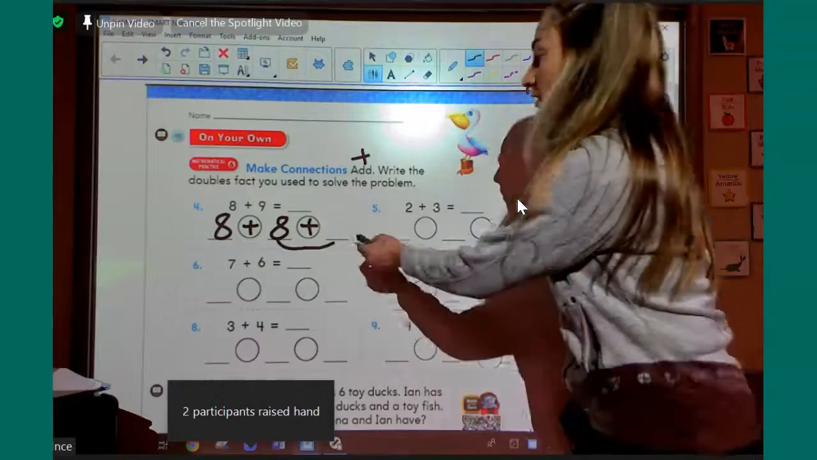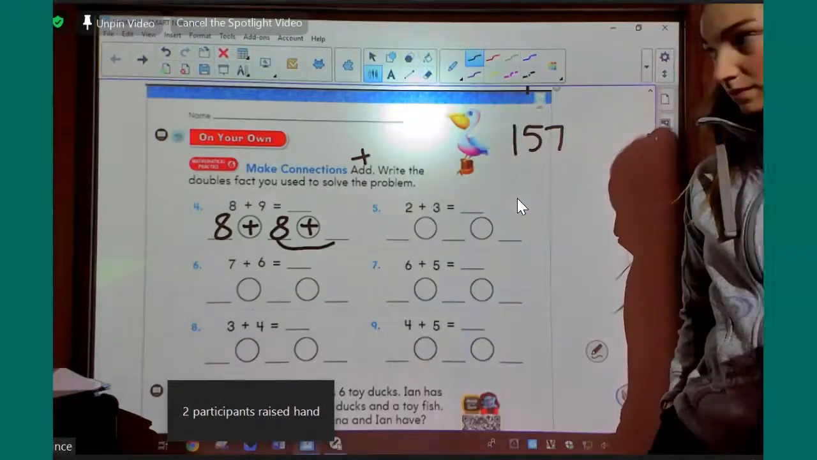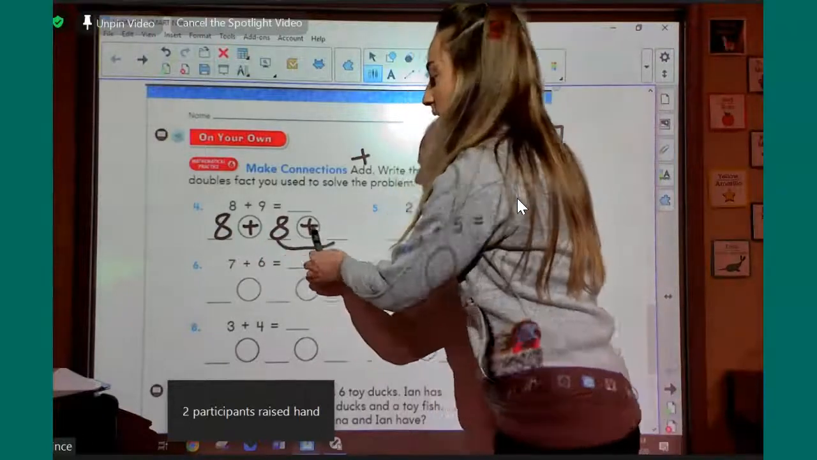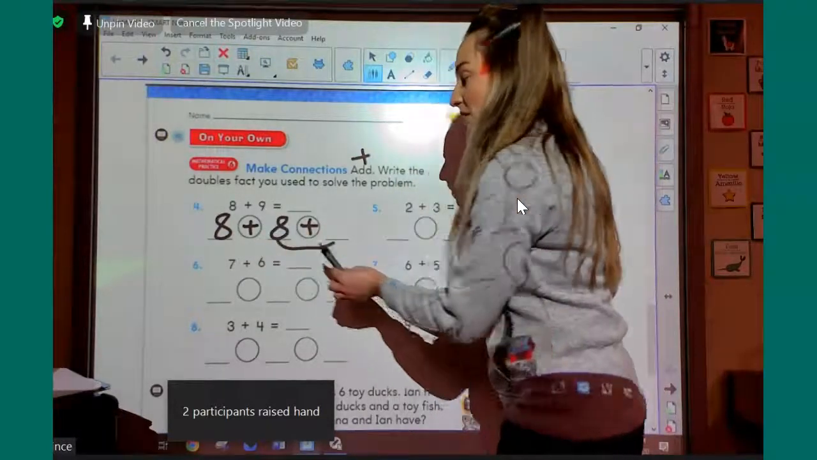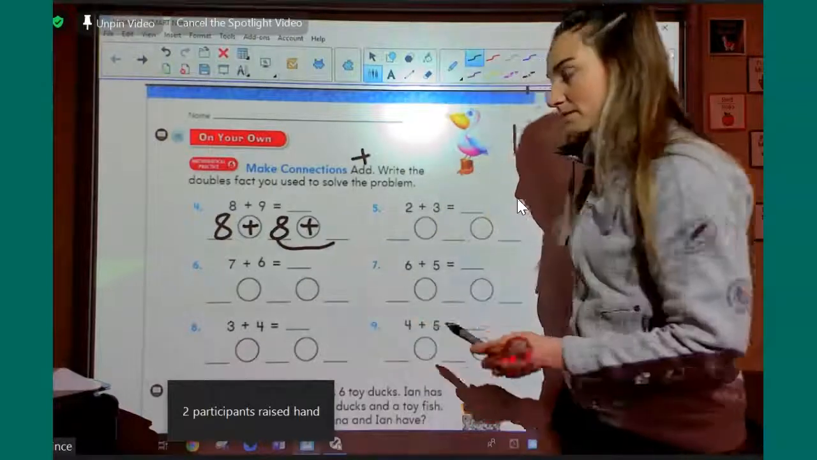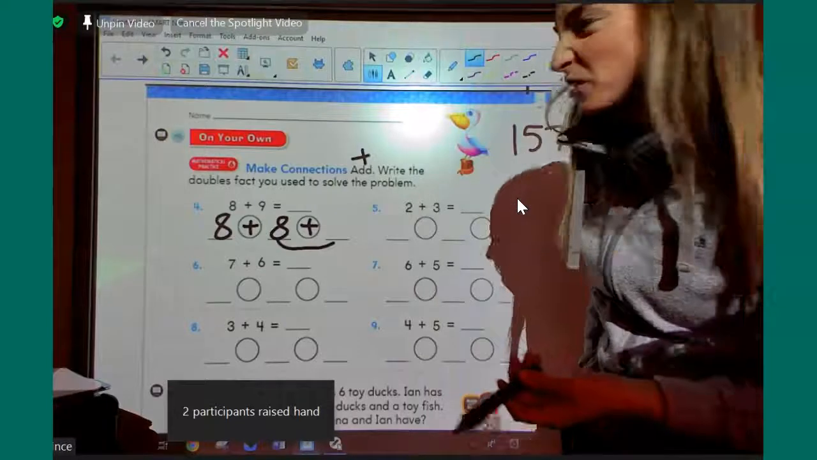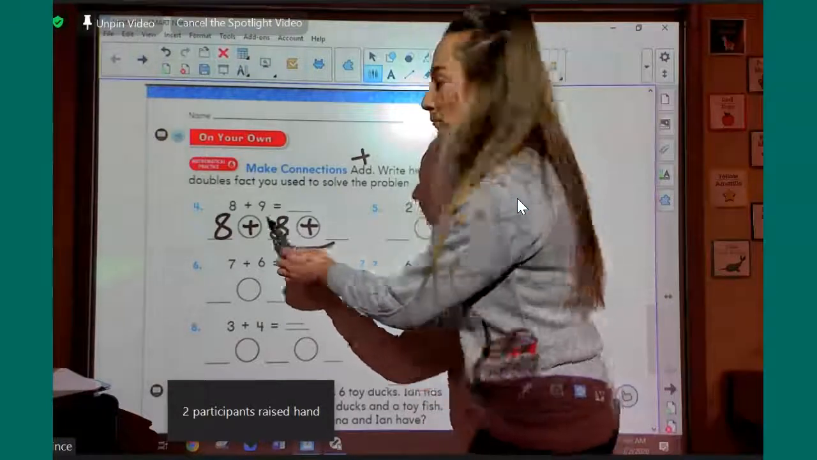Sophia, what number is going to go here? 16. So 8 plus 8 plus, we need something else right here. 9. I know this one might be a little tricky, so I'm going to help you guys out.